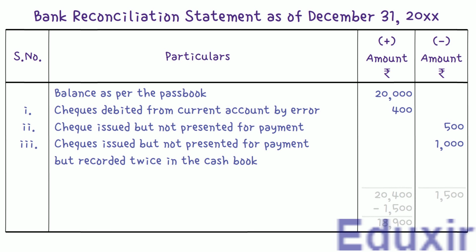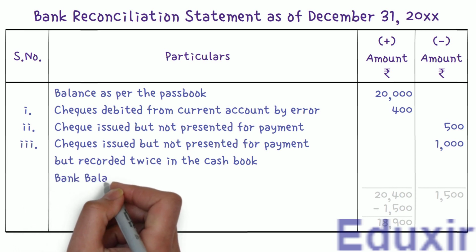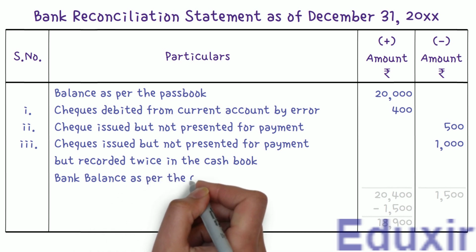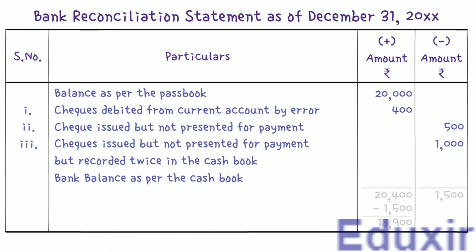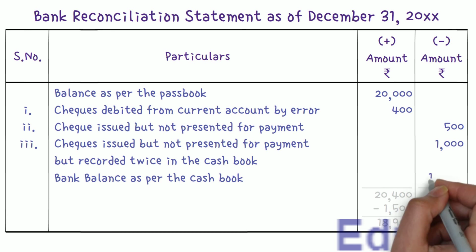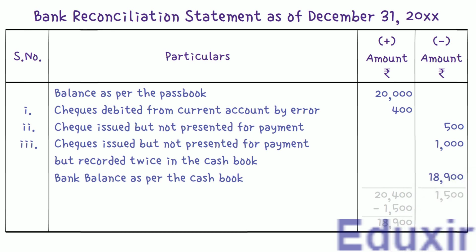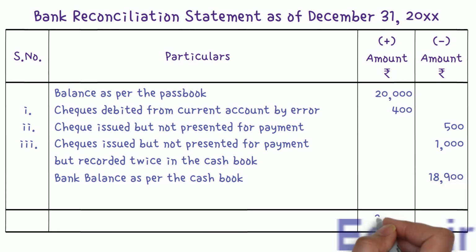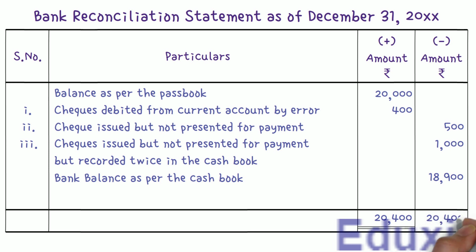Let's first write the particulars as bank balance as per the cash book. As we have started with the passbook balance, we need to write the cash book balance of 18,900 rupees in the negative amount column. Now the total of all the entries in the plus amount column is 20,400 rupees. Similarly, the total of all the entries in the minus amount column is 20,400 rupees. With that, we have come to the end of this solution.